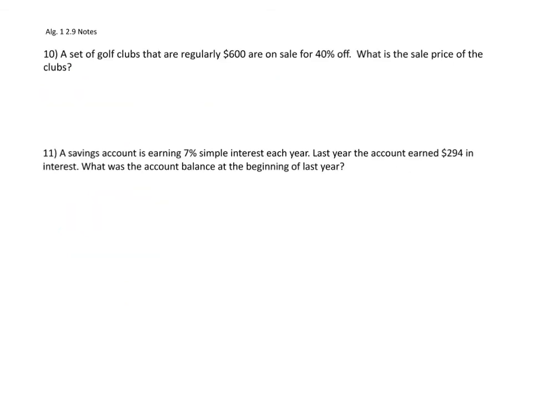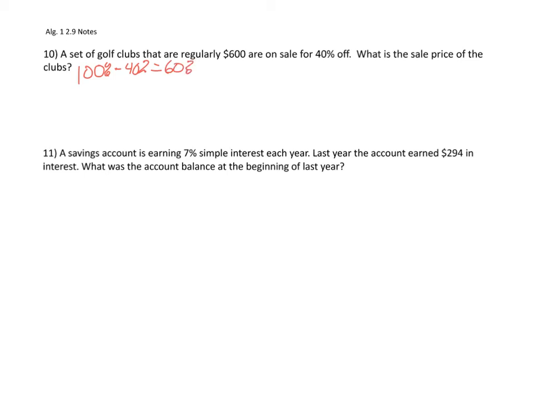Alright, for number 10, we've got a sale we're going to hit. We're going to buy a set of golf clubs that are regularly $600 and are now on sale for 40% off. What is the sale price of the clubs? So, I think you guys can probably figure this out. We're still going to pay 60%, but I'm going to show this anyways. 100% minus 40% is equal to 60%. That's how much I still have to pay.